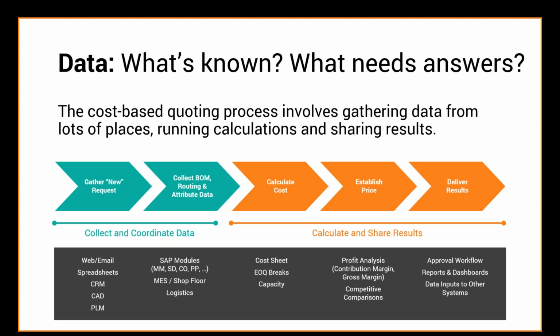Data is also a very, very important and complex topic when we talk about cost-based quoting applications. So the cost-based quoting process requires getting data from multiple places and running a bunch of calculations to calculate a set of results. And what do I mean by that? In this process, when we gather new requests or collect attribute data and come up with BOMs and routings, a lot of times we collect these requests through a web form or through spreadsheets or through a CRM system, CAD system, product lifecycle management systems, right?